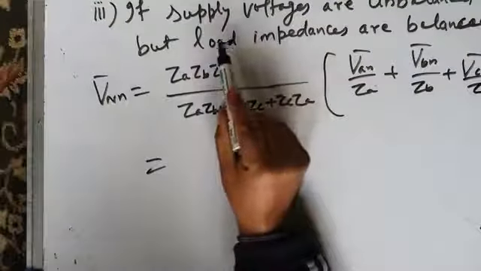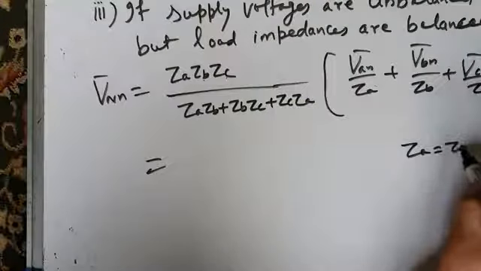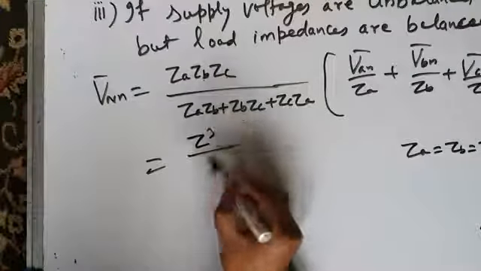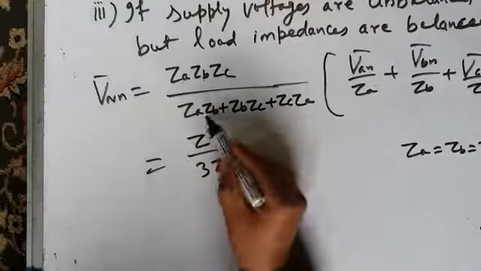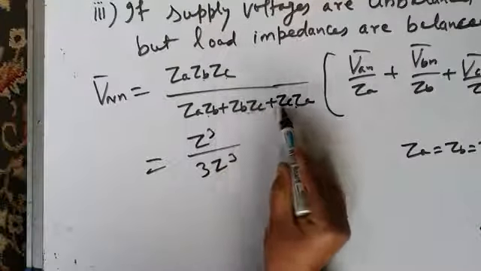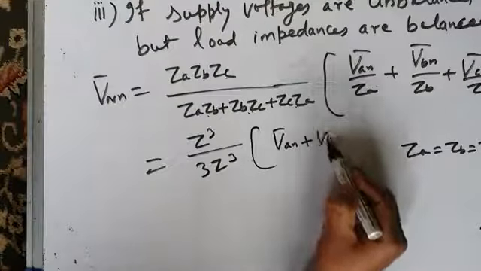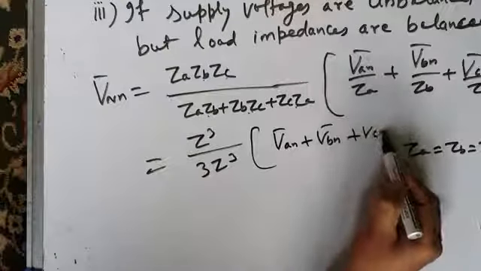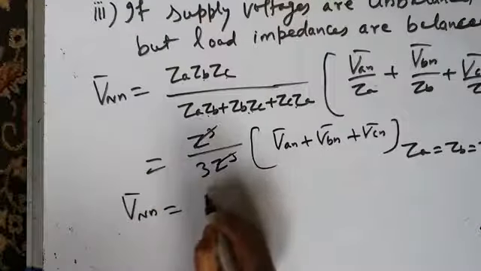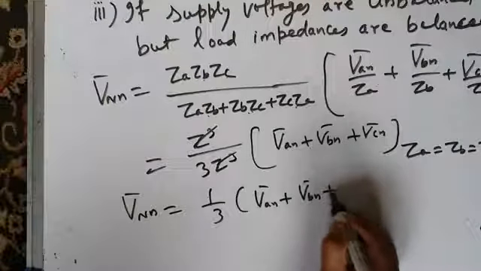That is equal to, load impedances are balanced. So this is ZA, ZB, ZC. ZA is equal to ZB is equal to ZC is equal to Z, are balanced. So this will be Z cube by 3Z cube. It will be Z squared, Z squared, Z squared into Z, Z cube. So that will be Z cube plus Z cube plus Z cube, 3Z cube. Into, inside you will get VAN plus VBN plus VCN. So Z cube and Z cube goes. So VNN in that case will be 1 by 3 times VAN plus VBN plus VCN.